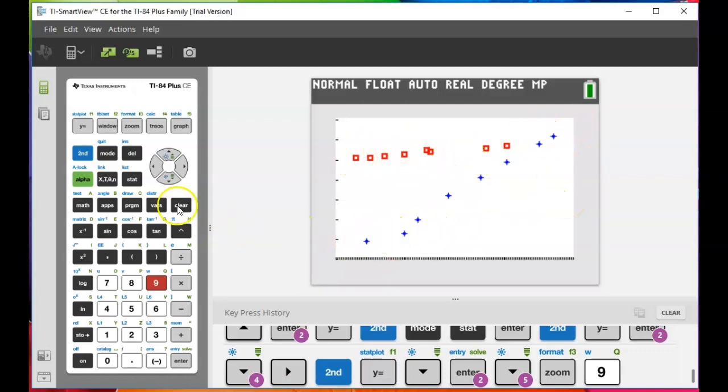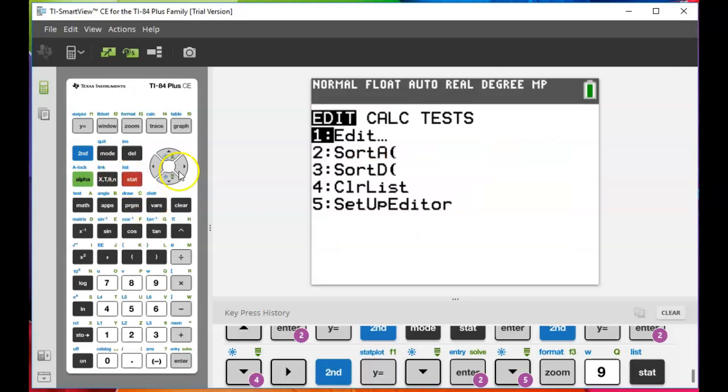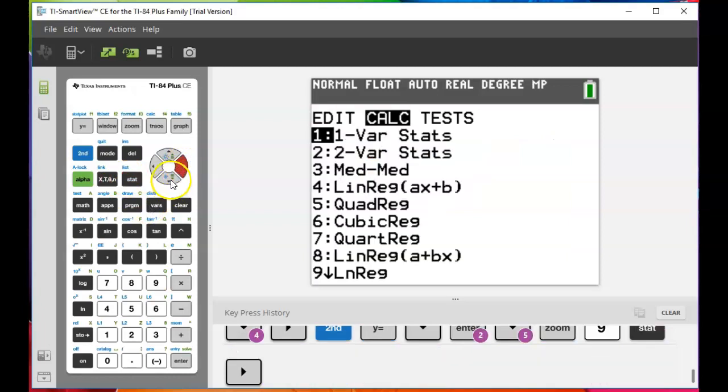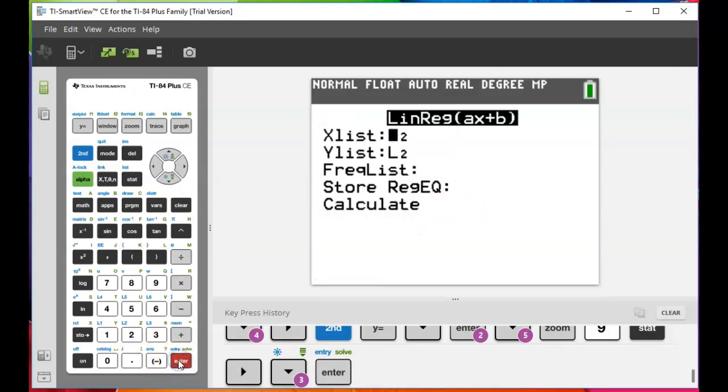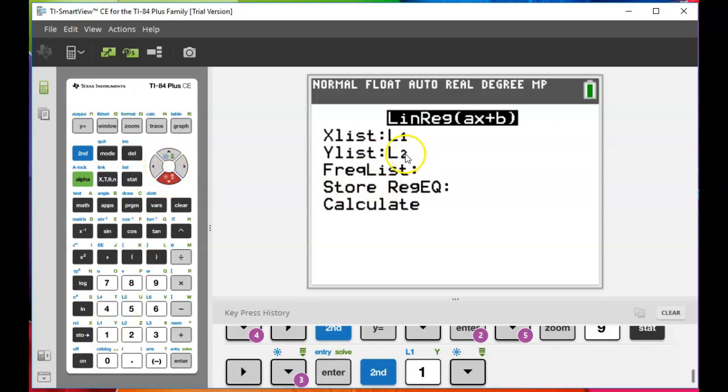So in order to do that, I'm going to go to Stat, I'm going to go to Calculate, I'm going to do the LinReg, which is the fourth one down. And for the first one here, for my X list, I want to do L1, so it has L2, so I have to change that. So I'm going to hit second one, which you'll see there's a little blue L1 there. For the Y list, that one's good.